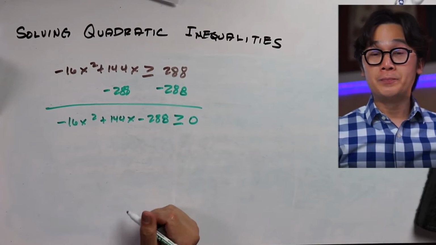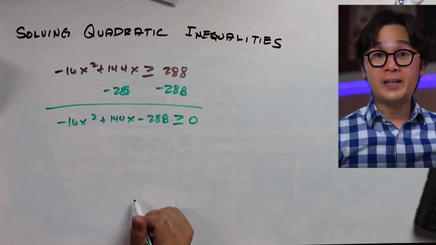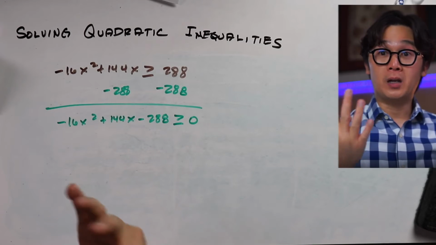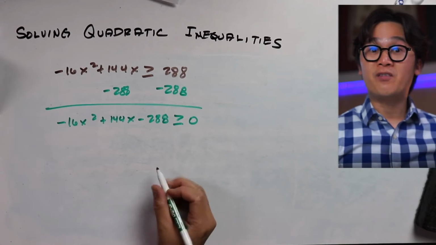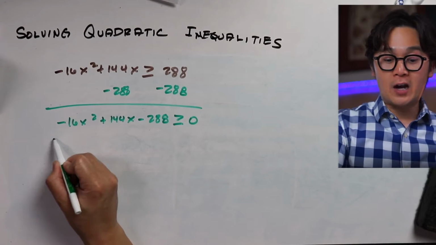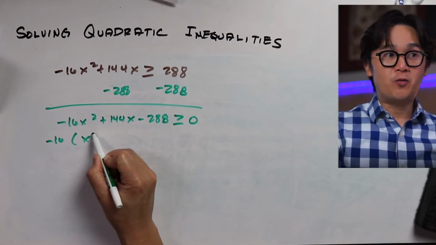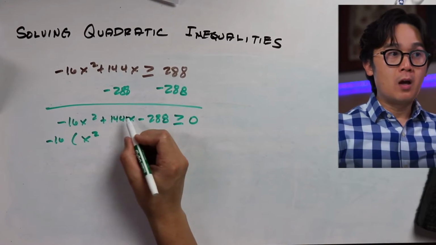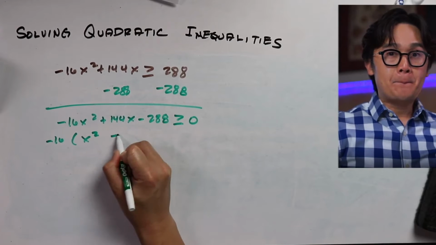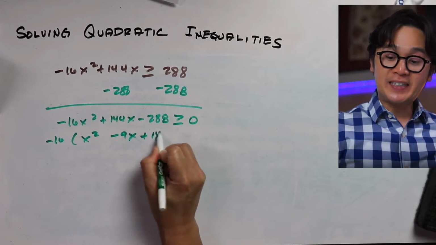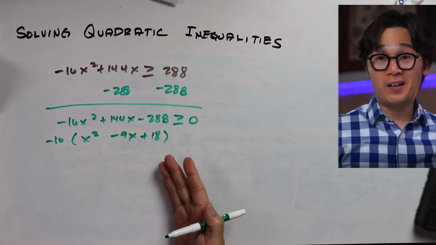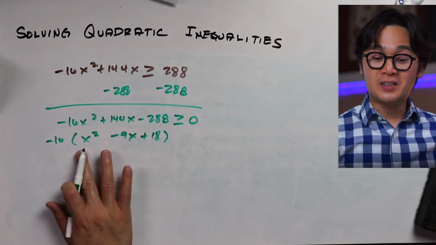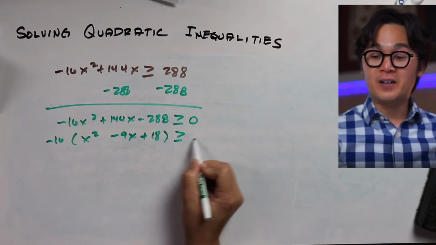By doing so, we'll be able to solve the inequality by factoring, completing the square, or the quadratic formula. But in this particular case, we can factor it out because we can take out the negative 16 here. I already prepared this a while ago, so I know that if I take out negative 16, we will have a quadratic inequality, which is x squared minus 9x plus 18 greater than or equal to 0.